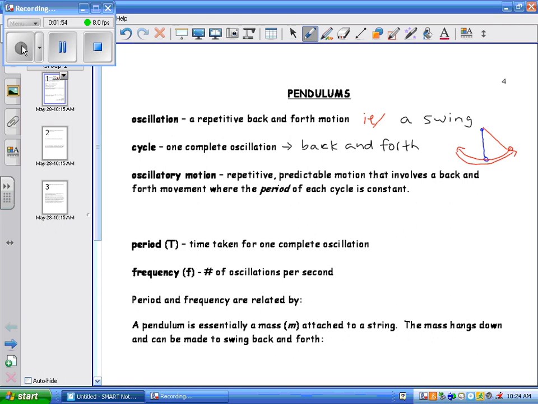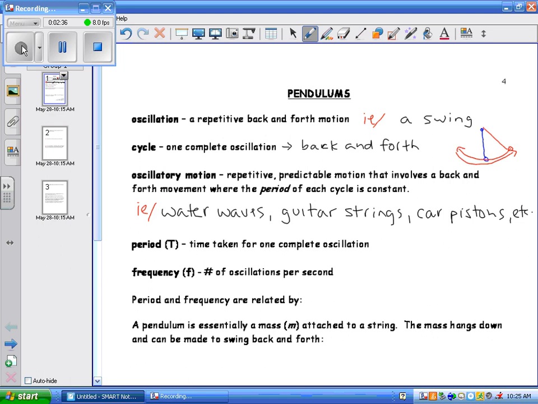That is one cycle. Oscillatory motion is repetitive, predictable motion that involves a back and forth movement where the period of each cycle is constant. So it always takes the same amount of time to move back and forth. And there are a lot of things, some in nature as well as things that are man-made, that move with oscillatory motion. Things like water waves, guitar strings, car pistons, and that's just to name a few. These all move with what's called oscillatory motion.